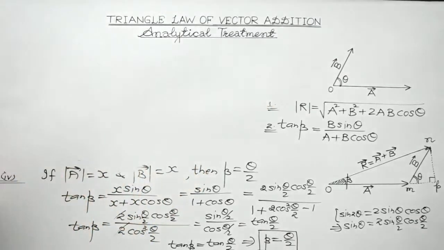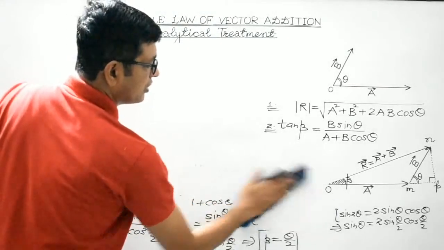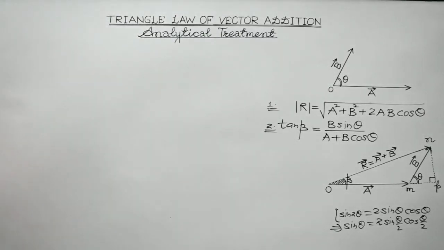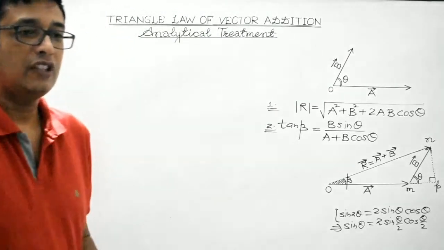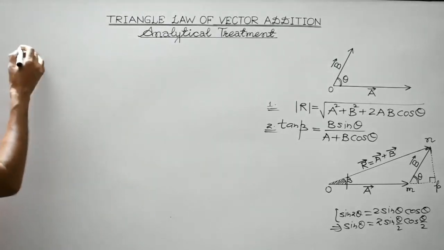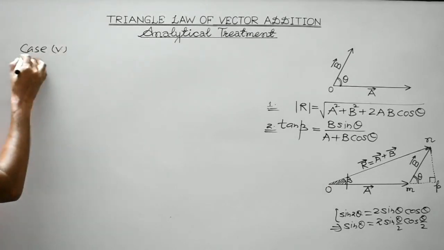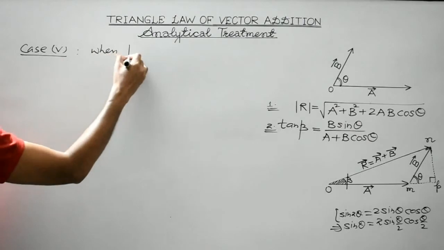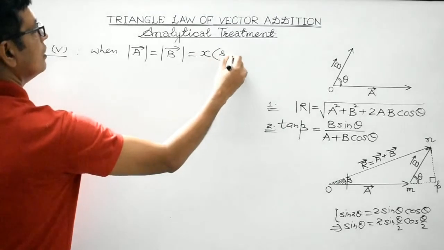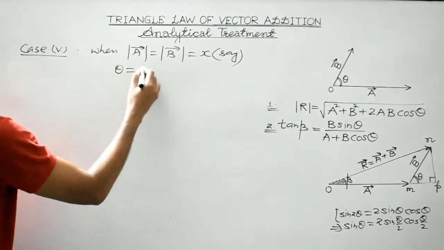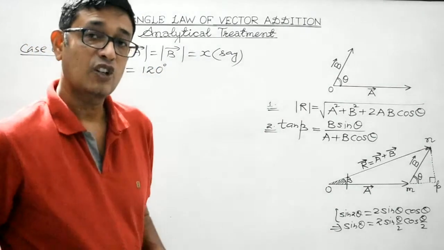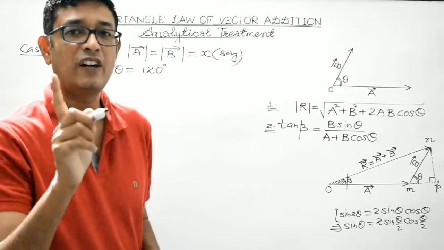Case 5 is, we'll consider a special angle, that is 120 degrees. We'll consider when the two vectors are of equal magnitude and inclined at an angle of 120 degrees. Right? So, case 5. When the magnitude of the two vectors are equal and they are inclined at an angle of 120 degrees. Right? Suppose the two vectors are of equal magnitude and are inclined at an angle of 120 degrees.